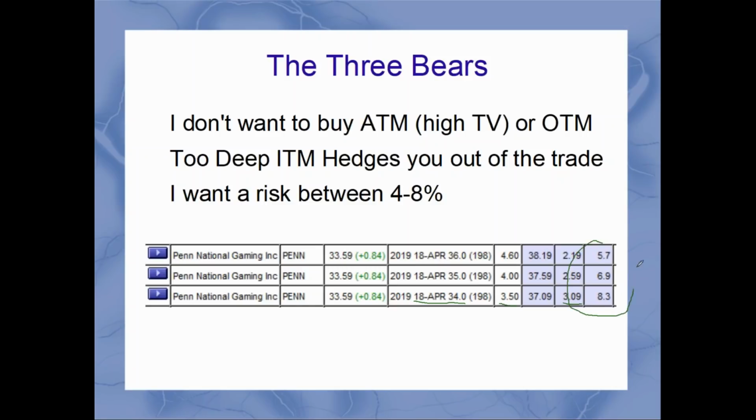So we have the 3 bears here. This one's good, but it's just a little bit outside of the range. This one's okay. It's within the range, but I'm expecting maybe the stock to move up to 36 before it makes sense to do an adjustment or get a reasonable return. So just right is usually right in the middle. 35 strike, about a 7% risk, right in the middle almost of that range of 4 to 8%.